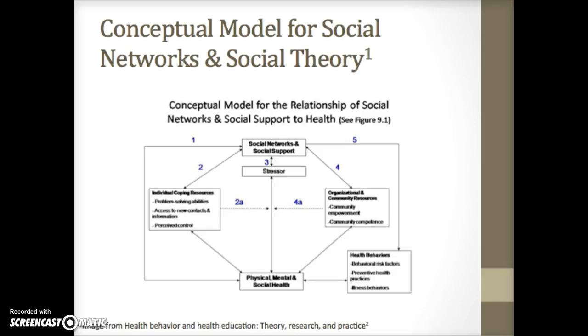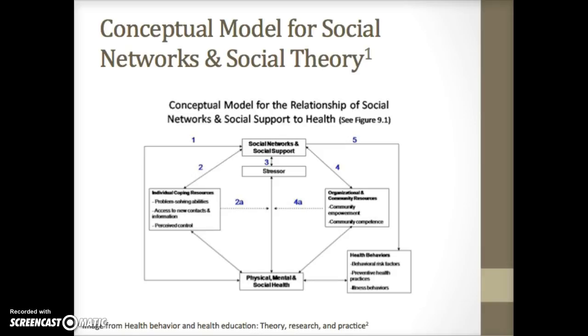Pathway 3 shows the relationship between stressors and social networks and social support. By having supportive ties with people, they may be able to decrease the amount of stressors you come into contact with and also decrease the duration of a stressor. With having less exposure to stressors, this leads to improved overall health.